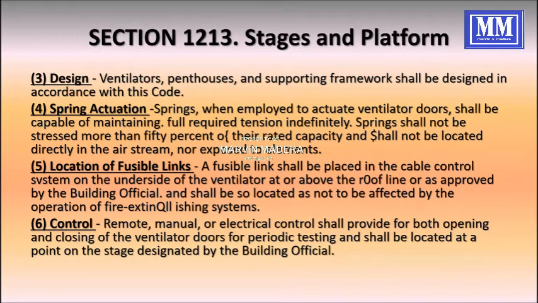A fusible link shall be placed in the cable control system on the underside of the ventilator at or above the roof line, or as approved by the building official, and shall be so located as not to be affected by the operation of the fire extinguishing system. Remote manual or electrical control shall be provided for both opening and closing the ventilator doors for periodic testing and shall be located at a point on the stage designated by the building official.